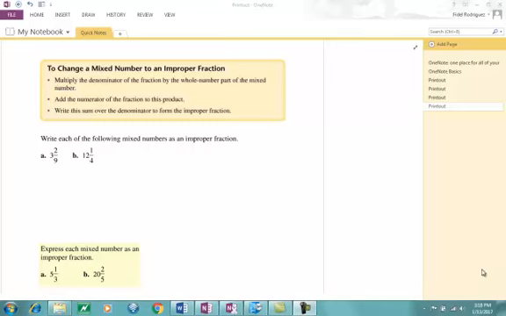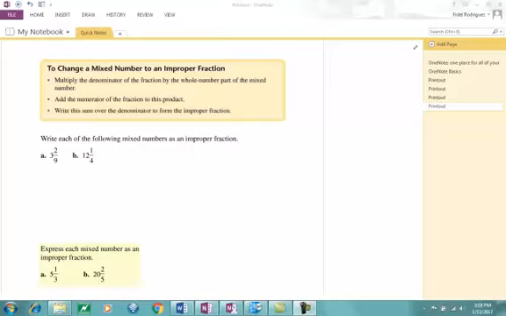Okay, for the next part, we're going to change a mixed number to an improper fraction. The directions say we're going to multiply the denominator of the fraction by the whole number part of the mixed number. We're then going to add the numerator of the fraction to this product, and write the sum over the denominator to form the improper fraction.